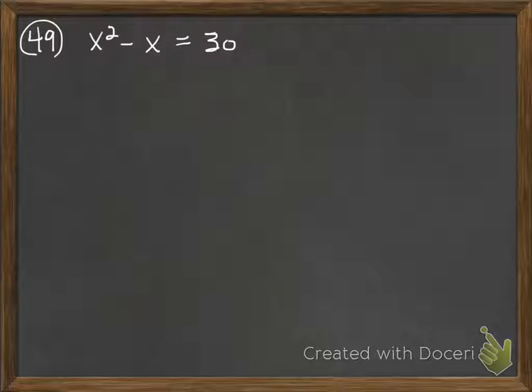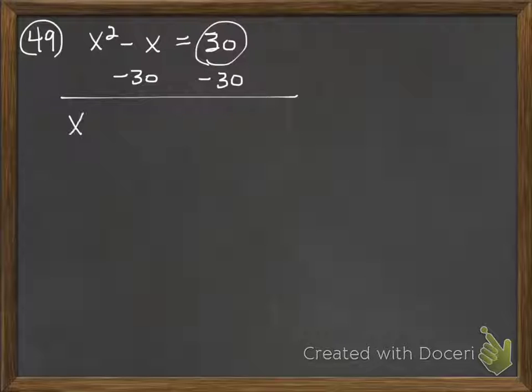Almost finished. Number 49. If we're solving by factoring, one side of our equation has to equal 0. Right now the right-hand side is equal to 30. Can't be equal to 30. So let's move that 30 over to the left-hand side. So it's a positive 30, so we're going to move it by subtracting. We now have a trinomial. On the left-hand side, x squared minus x minus 30 is equal to 30 minus 30, which is 0.